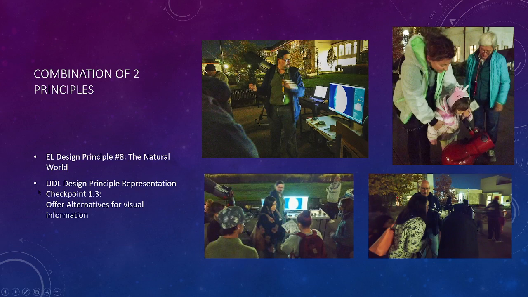Also in checkpoint 1.3, you're using alternatives for visual information. We're allowing people to view the moon, the planets, stars, and galaxies on the screen in a classroom environment, or outdoors right here on the left. At the same time, they get a more up close and personal view through the telescope one-on-one at the same event. This is something my astronomy club does, and we've added electronic assisted astronomy to it. This is something I've been developing for the past few years, and it works really well.